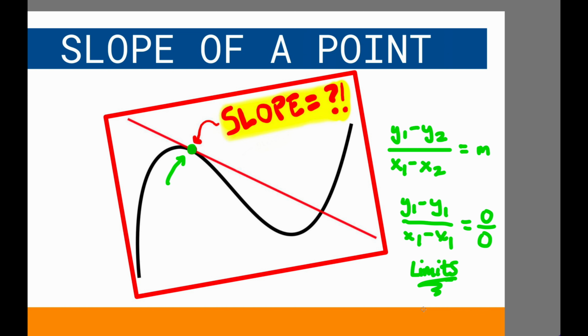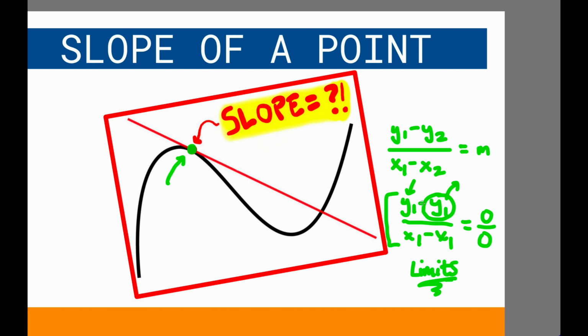With limits, you can get infinitesimally closer to some value without ever actually reaching it. So we don't actually have to do the same value minus the same value for the y and the x to get a 0 over 0. What we can do instead is change this value right here to be getting infinitesimally closer to this value here. And that's in essence what the derivative is.